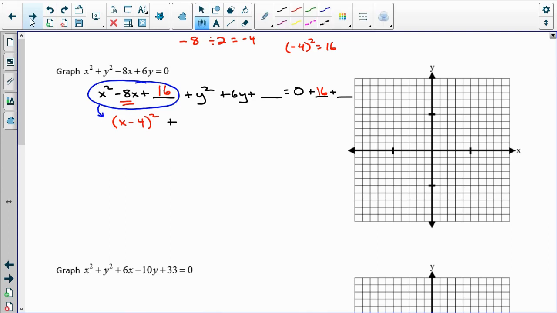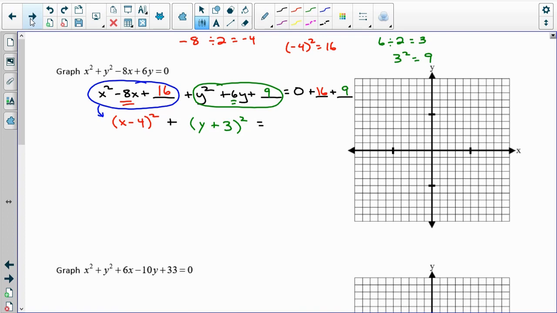Now, let's take a look at y squared plus 6y plus blank. I'm going to have y plus something squared. So I'm going to take 6, which is the middle term, and divide it by 2. That gets me 3. And then 3 squared gets me 9. So 3 goes inside the parentheses, and 9 goes on the blank. So now I can rewrite everything and make sure that I know what's going on.